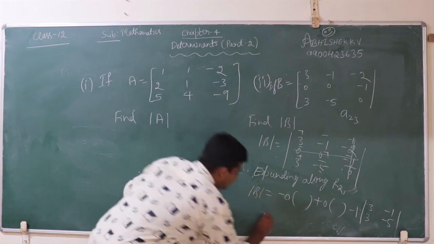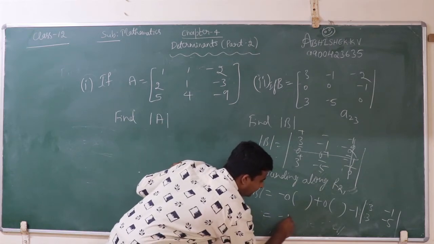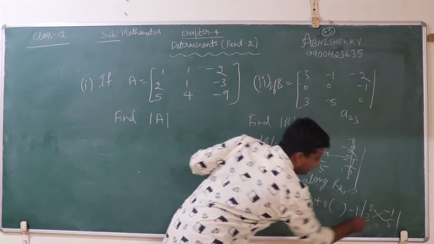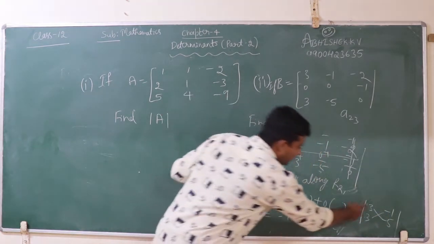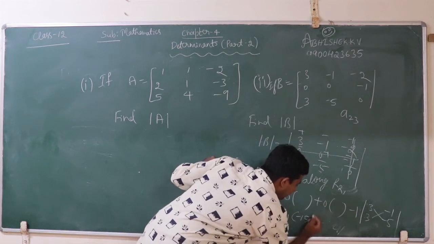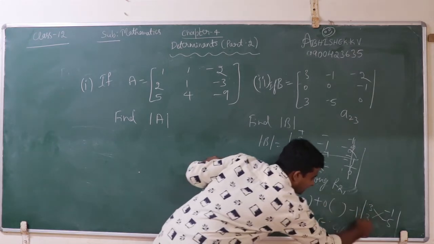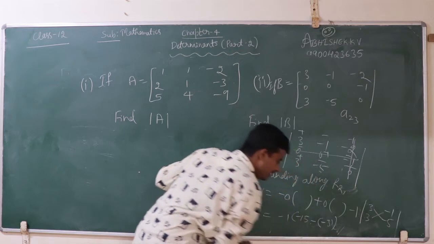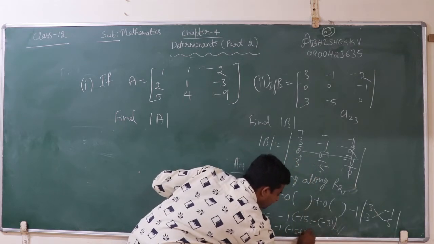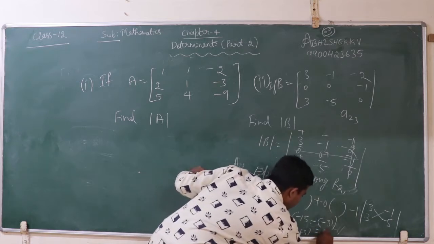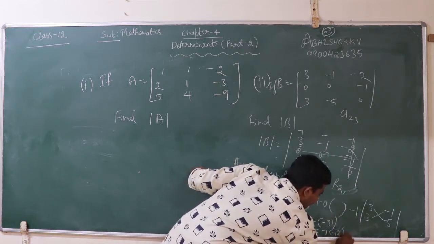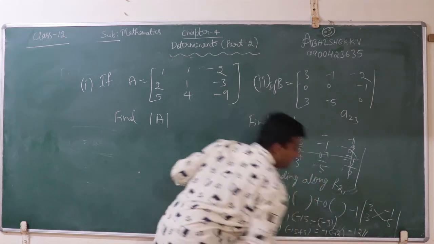Is it clear? This is equal to what? Minus 1 into, it is of order 2 by 2, product of diagonal elements minus product of anti-diagonal elements: minus 15, minus of minus 3 into 1, minus into minus, plus 3. This is equal to minus 1 into (minus 15 plus 3), minus 12. This is equal to plus 12.